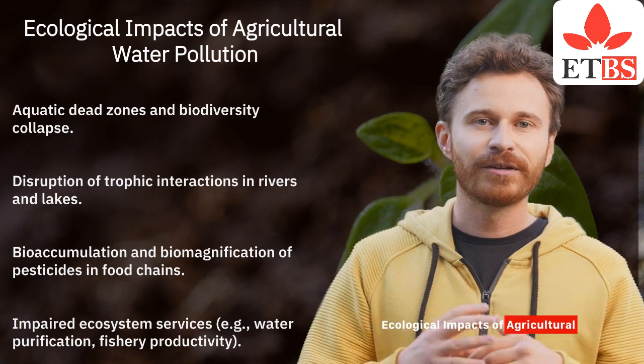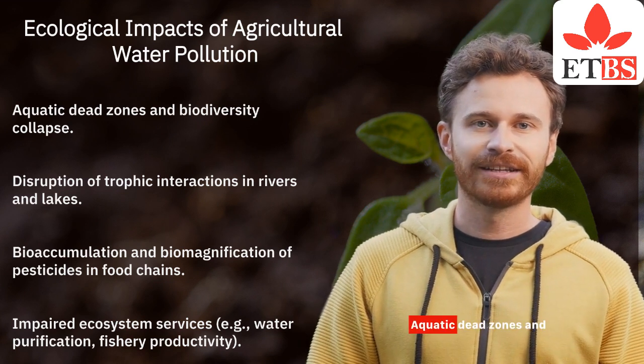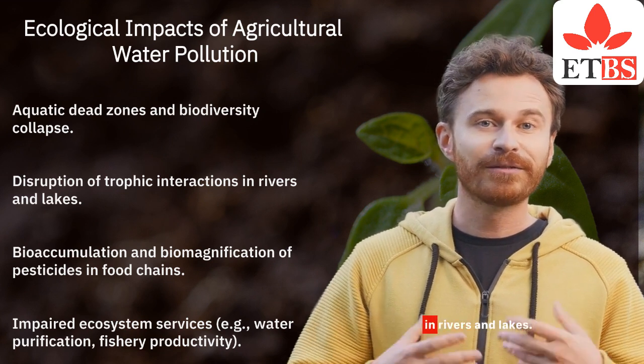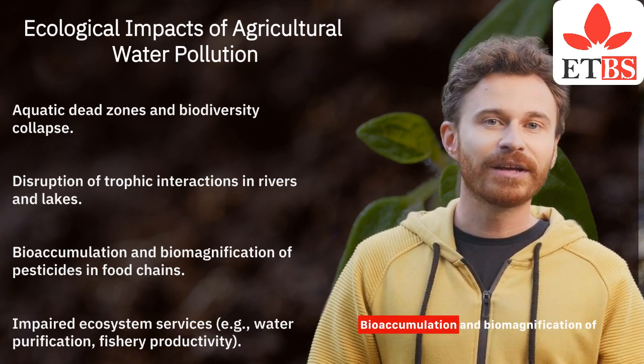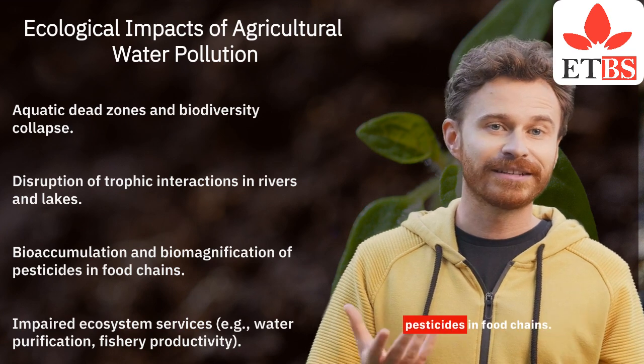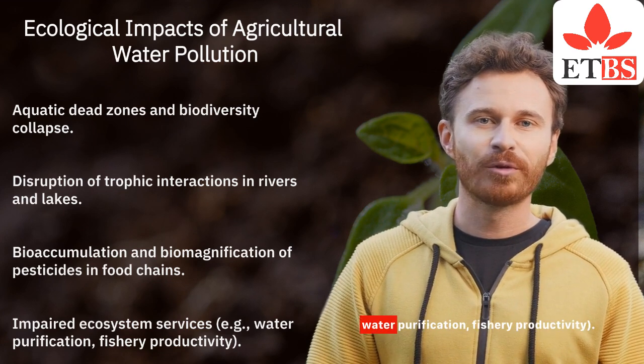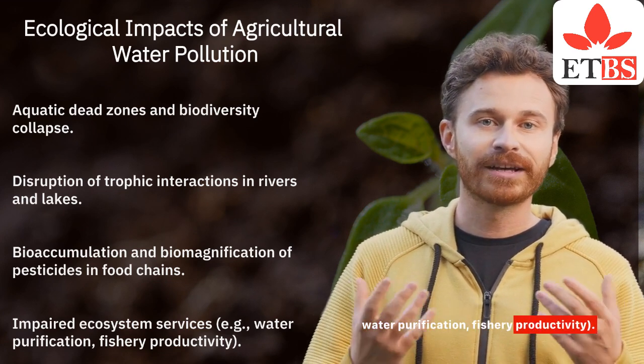Ecological impacts of agricultural water pollution: aquatic dead zones and biodiversity collapse, disruption of trophic interactions in rivers and lakes, bioaccumulation and biomagnification of pesticides in food chains, and impaired ecosystem services, e.g., water purification and fishery productivity.